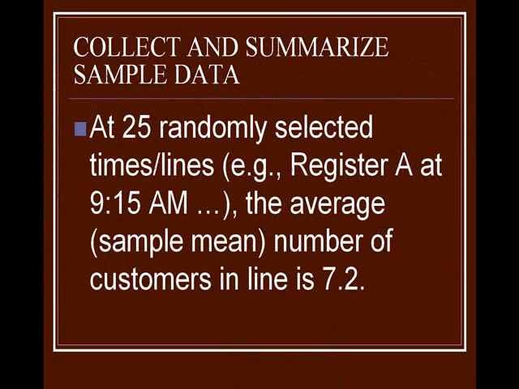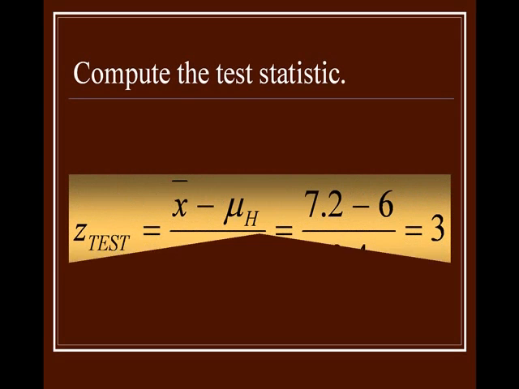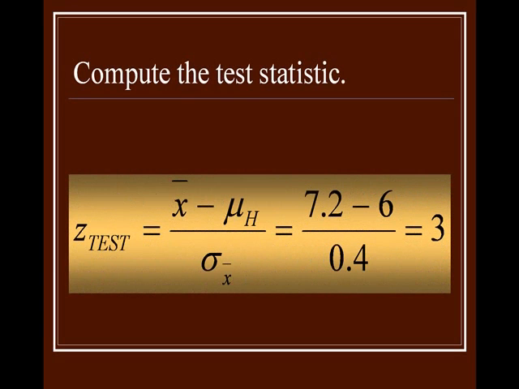So we've collected that data. We got an average in the sample of 7.2. Then we'll compute the test statistic. This is just like the formula we had for sampling distributions, except now we have a z-test. We still have the sample mean minus, now we're subtracting, the hypothesized mean, and that's over the standard error. We compute this all out, and the sample mean that we have is 3 standard errors away from the hypothesized mean.